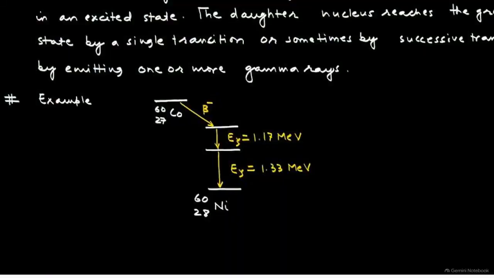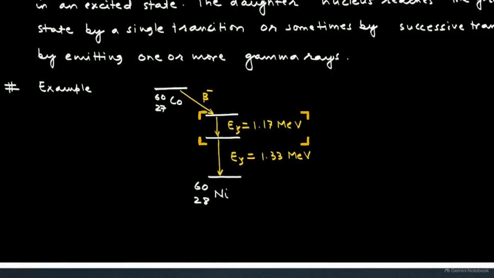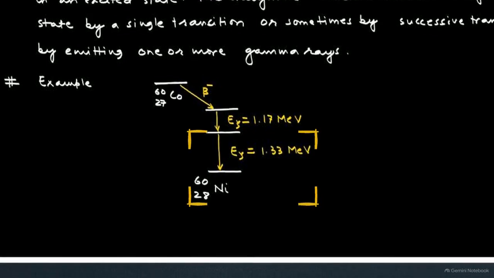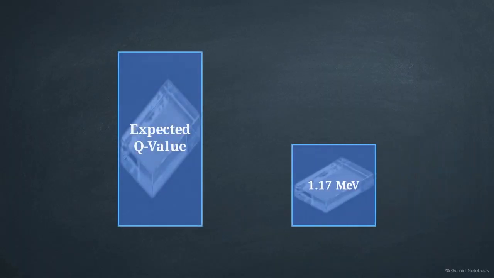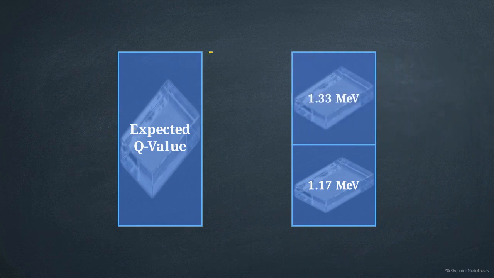This diagram maps cobalt-60's transition to nickel-60. First, beta-minus decay drops it into an excited state. Next, a 1.17 mega-electron volt gamma ray is emitted. Finally, a second 1.33 mega-electron volt gamma ray allows the nucleus to reach its ground state. These photon emissions ensure that the total energy released by the nucleus aligns perfectly with the initial Q value prediction.